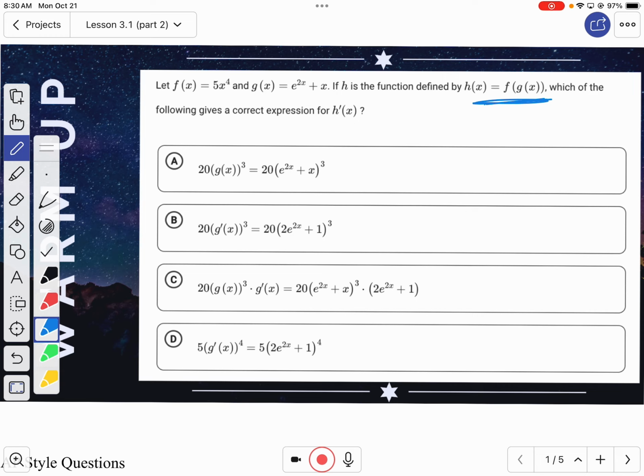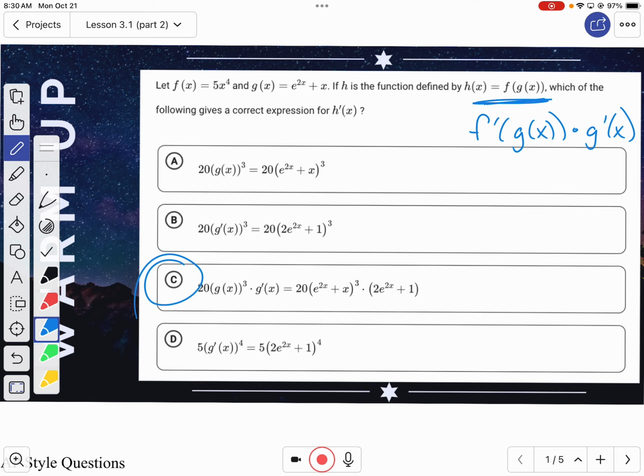But basically, they're showing you the chain rule and then plugging it in and showing what it would be equivalent to. And so our outside function, if we think chain rule, remember its definition is f prime at g of x times g prime at x. So that's really the expression we're looking for, which would be C. It's an AP style question, trying to freak you out a little bit.